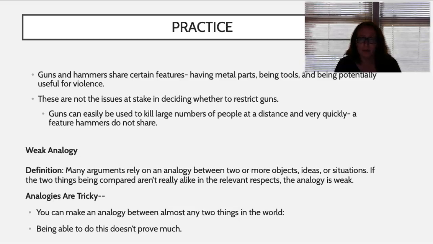But when people are talking about guns versus hammers, they usually are having different conversations and different debates. When we're thinking about restricting guns, we're usually talking about being able to kill large numbers of people at a distance very quickly. We're usually talking about mass violence. Those aren't really the things we're talking about when we're discussing hammers. I do not know what people discuss when they are talking about hammers, but I assume it has to do with how they're made and the price and that kind of stuff.